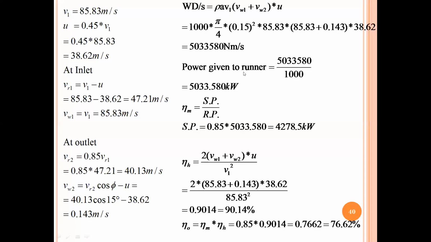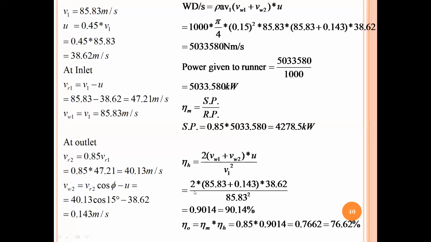Now power given to the runner is obtained by dividing by 1000. So I'll be getting 5033.580 kilowatt. Now the next thing they have asked is the shaft power. For calculating the shaft power, they've given the mechanical efficiency. Mechanical efficiency is equal to output, your shaft power, by input, your runner power. So I'll be getting shaft power as 0.85 times the runner power. So shaft power is 4278.5 kilowatt.